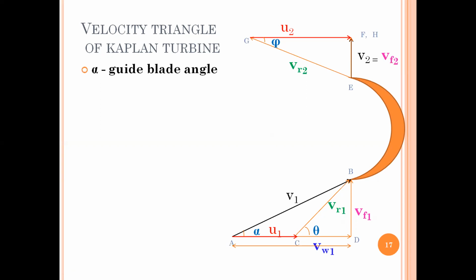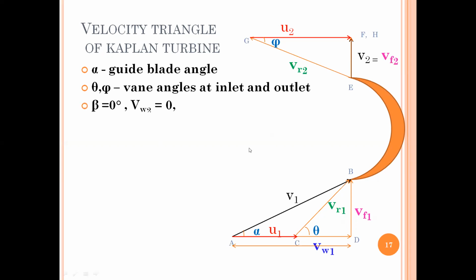So alpha is your guide blade angle. Then theta and phi are the vane angles at inlet and outlet. And here I told you the water is coming radially outward from the vane. Your beta is equal to 0, VW2 is equal to 0. Now there are certain changes with respect to your Francis turbine.